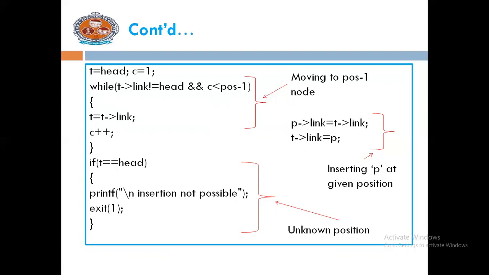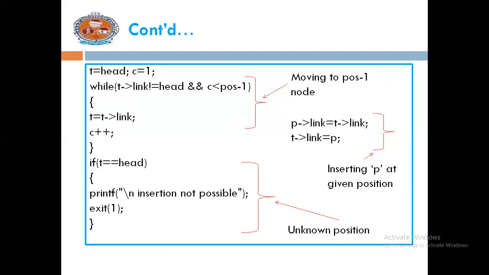For example, if our list contains 5 nodes, we can insert at the 6th place, but we cannot insert at the 7th place because there is no 6th node. Without having a 6th node, how can we add a node at the 7th place? So after moving to the 6th node, we are again moving back to the head node. So that means we cannot add a new node at the 7th position.